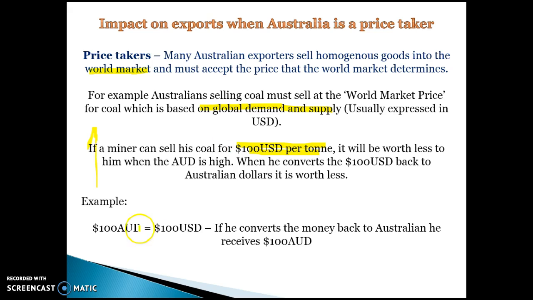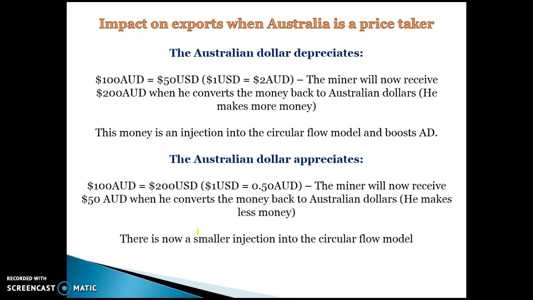So let's have a look at this example. Let's say 100 Australian dollars equals 100 US dollars. If he converts that 100 US dollars back into Australian, he receives 100 Australian dollars. Suddenly the Australian dollar depreciates. So now 100 Australian dollars is worth 50 US dollars. Or on the flip side, 1 US dollar actually buys you 2 Australian dollars.